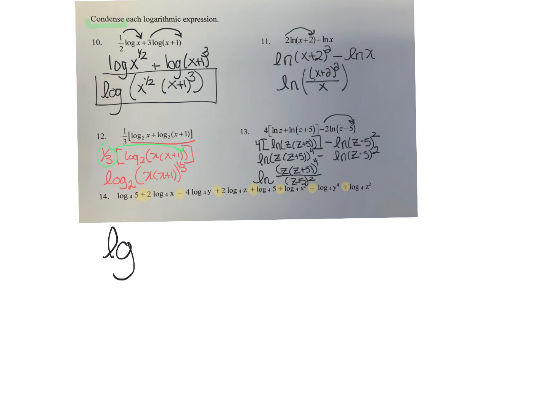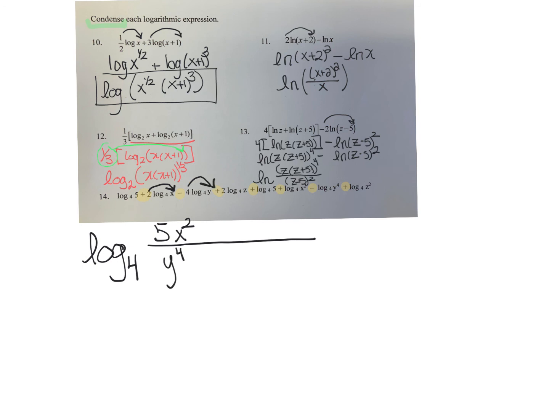So I'm going to have log, oops, forgot the O in log. Try again. So I'm going to have log base 4. If it's positive, it goes on top, and if it's negative or a minus, it goes on bottom. So on top, I have the 5. Then this 2 would have gone up on my x, making it x squared. This 4 would have gone on top of my y, and it goes on the bottom because it was subtracting. The 2 goes on top of the z, and it was adding, so it goes on top.